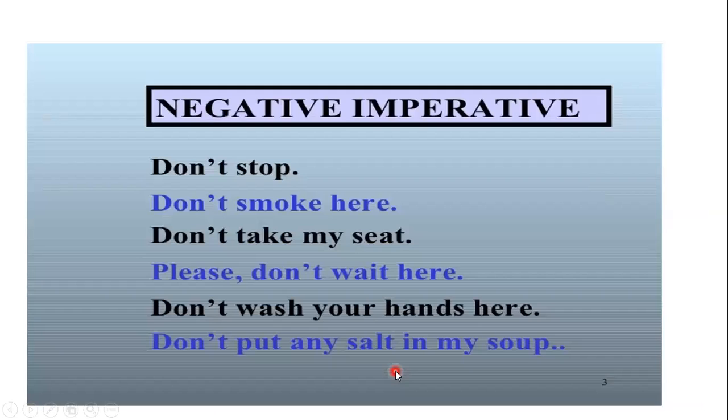Okay, more negative imperatives. Don't stop. Don't smoke here. Don't take my seat. Please don't wait here. Don't wash your hands here. Don't put any salt on my soup. Okay, those are negative imperatives.